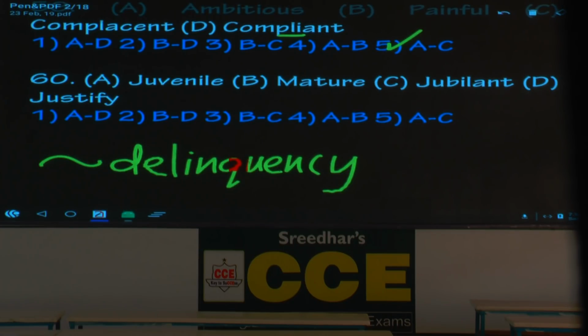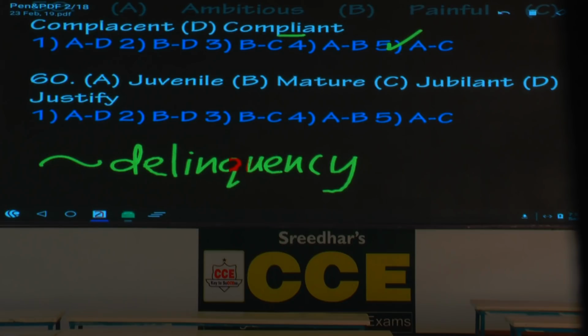Adolescents. Teenagers. You know the word adolescent. Adolescence is a period. Neither young, neither immature, nor mature. It's a confused state. Usually teenage. What is teenage? From 13 to 19. The last four letters, teen, 13, 19. That is the adolescent stage. And juvenile delinquency. Some youngsters, they commit crime.